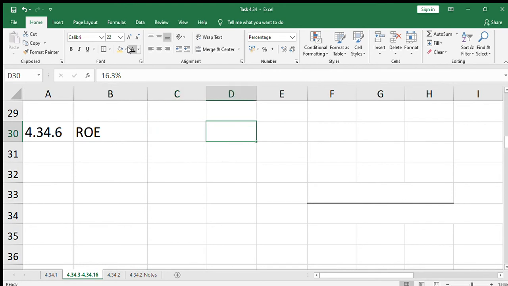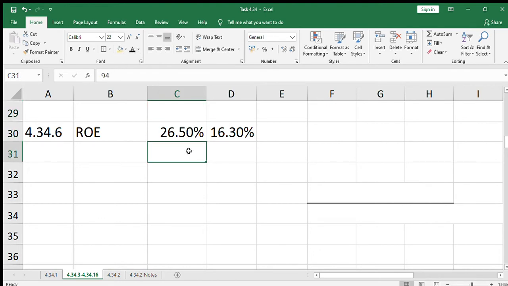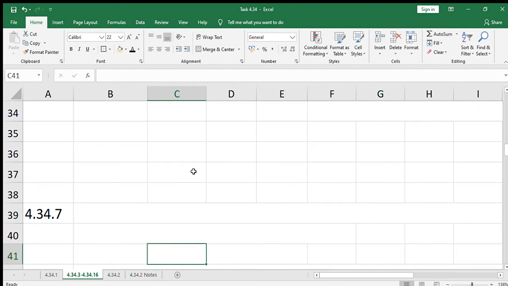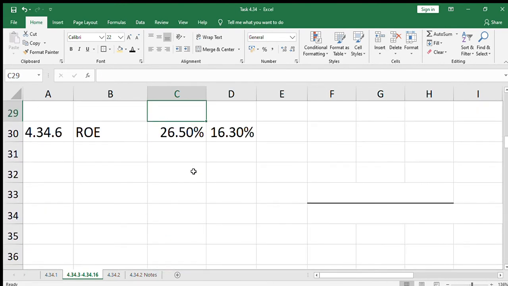Okay, so it was 16.3% in the previous year, and I calculated 26.5% in the current year. So let's see if I've done the calculation. Okay, let's just do the calculation.